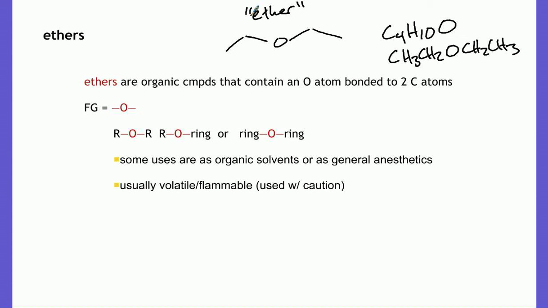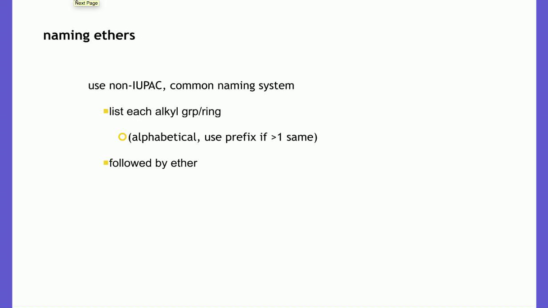But again, it could look different because it could be an ethyl and oxygen and then put like a cyclopentyl on there. That'd still be an ether because that oxygen is connected to 2 different carbons. Naming these things is actually a non-IUPAC common naming system. We do use those alkyl groups from what we talked about before, so it should be pretty simple. Again, I'm going to call this thing, the original one we drew up there, a diethyl ether.